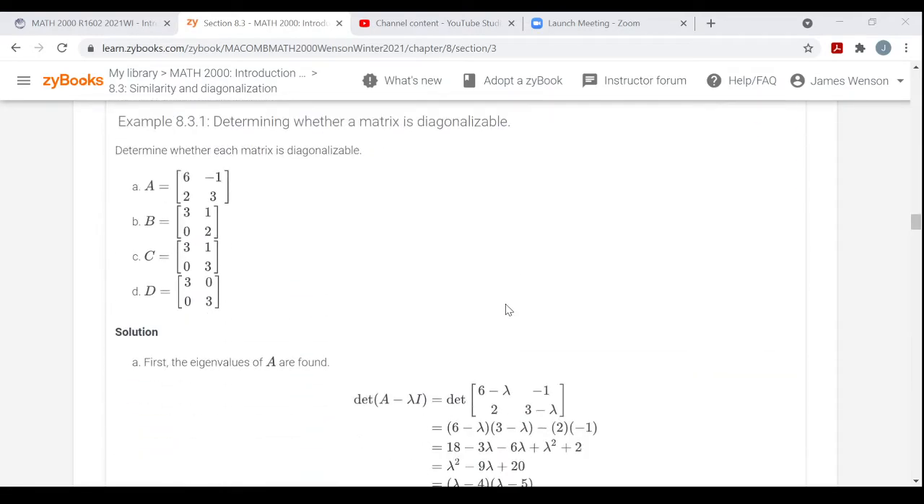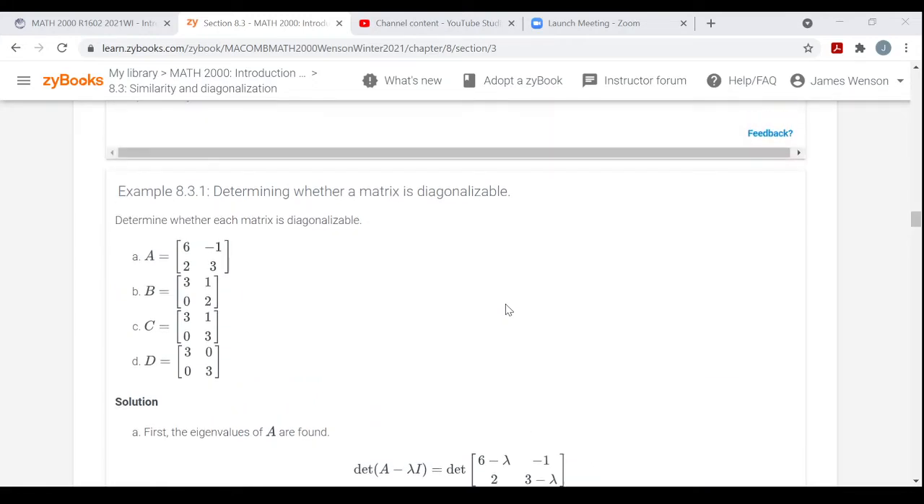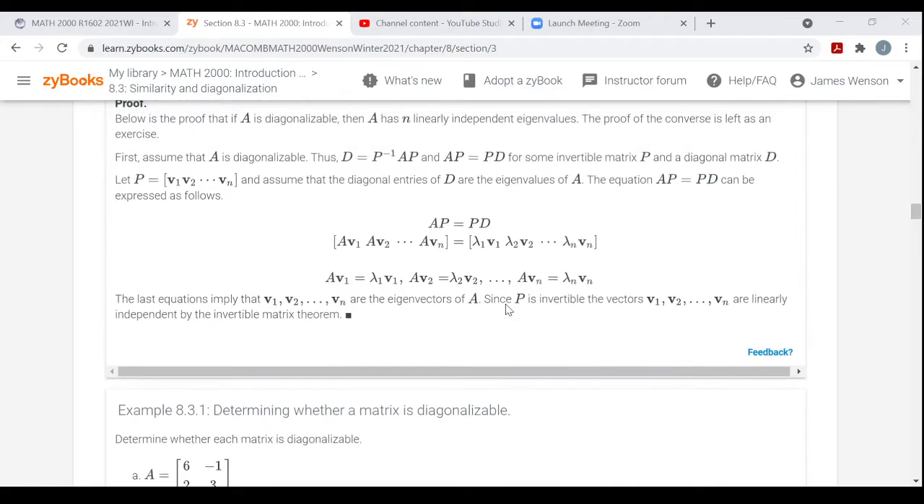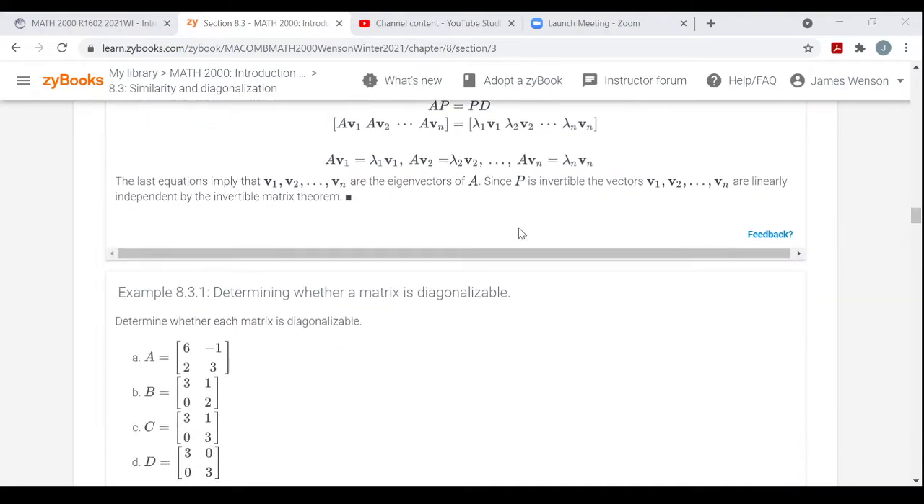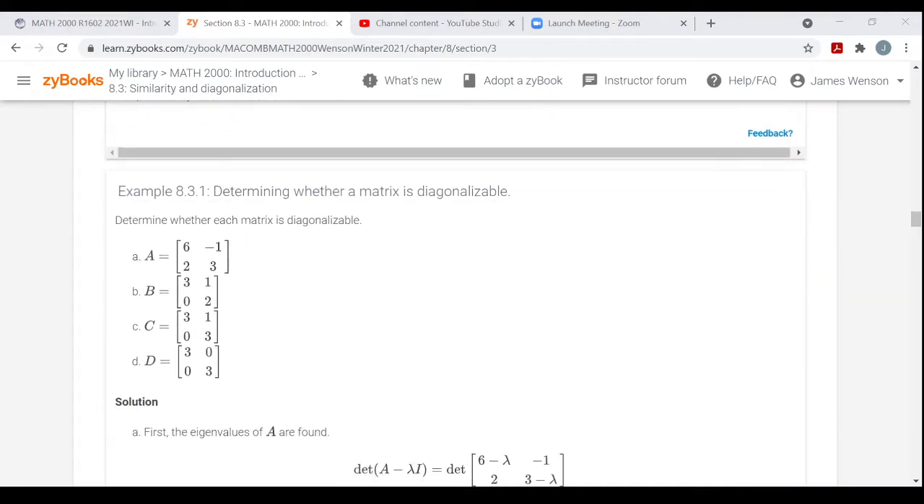All right. So the first questions here, these first examples, are just simply determine whether the matrix is diagonalizable. So does the matrix have n independent eigenvectors that you can use? So I'll write out this first one.